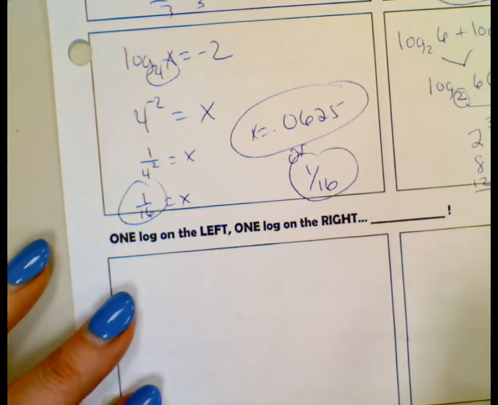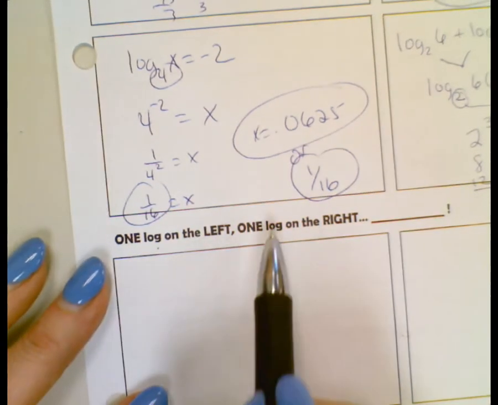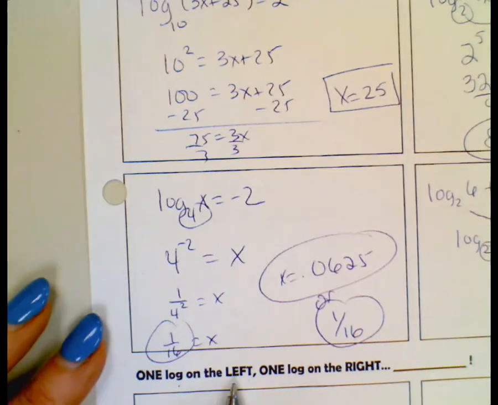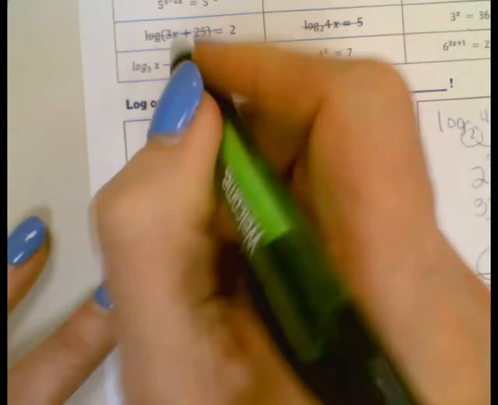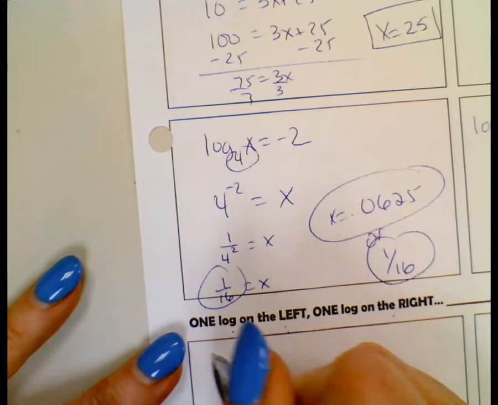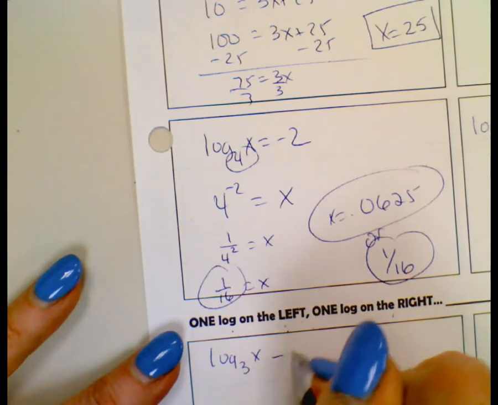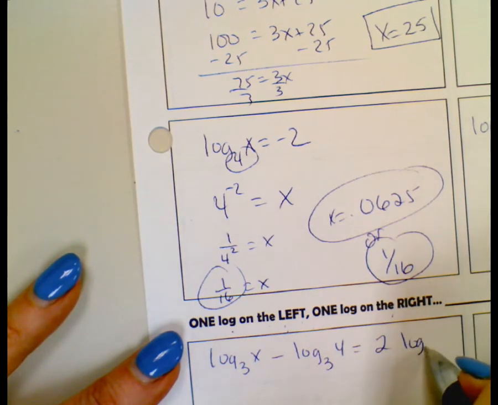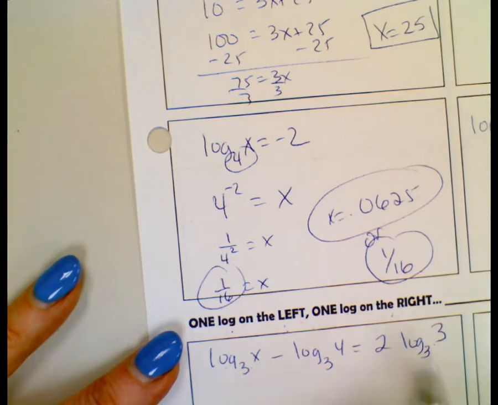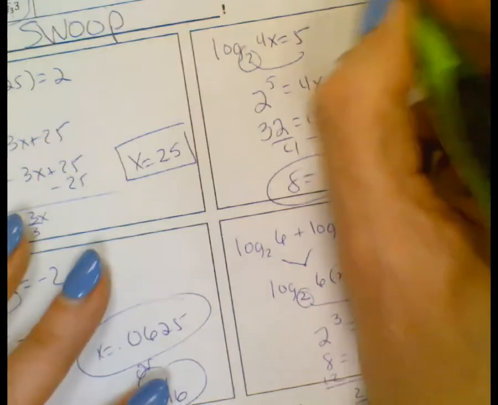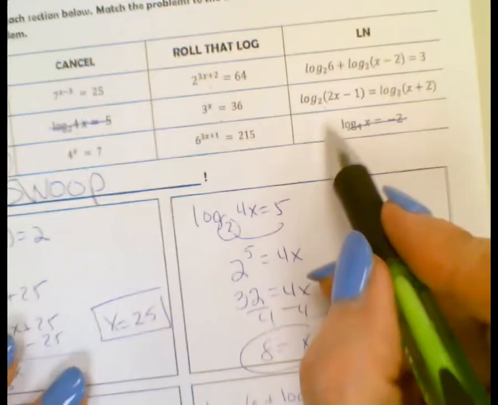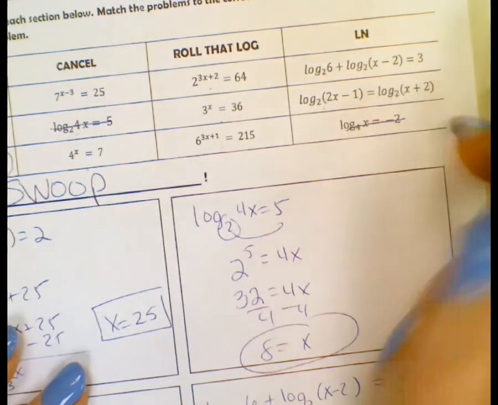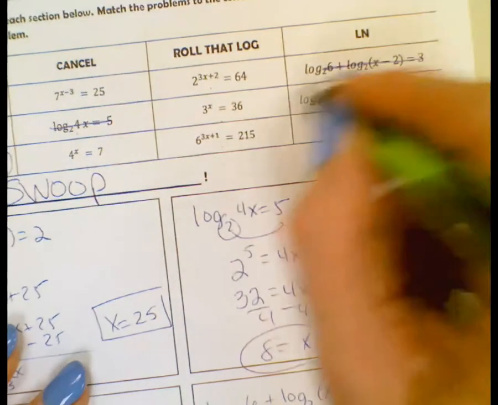All right, so we got 4 of them out of the way. 1 log on the left, 1 log on the right. Looks like there's only 2 of these, okay? That means you have logs on both sides. So that's this one. So let's rewrite that. Log base 3 of x minus log base 3 of 4 equals 2 log base 3 of 3. Logs on both sides. So let's cross that out. And then the other one is over here. See how you have log on both sides? So we already used this one. So let's use that one.